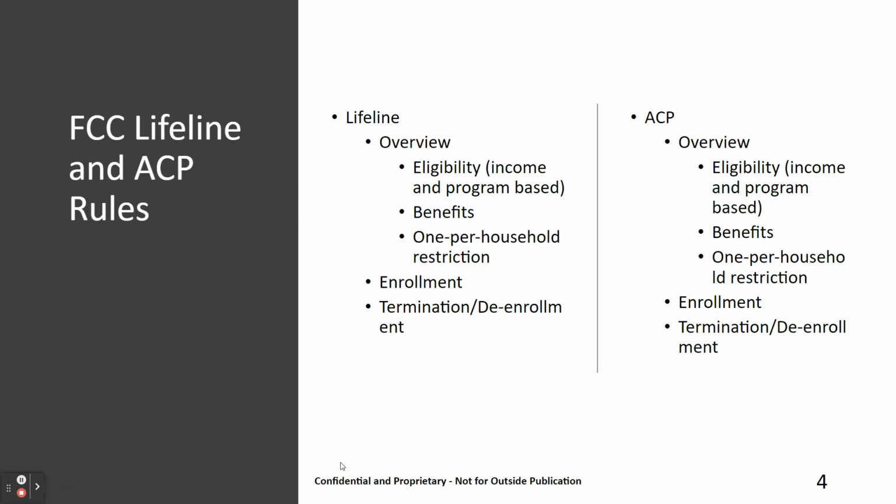But unlike Lifeline, where the applicant's income must be at or below 135% of the federal poverty guidelines, applicants can qualify for ACP if their household income is at or below 200% of the federal poverty guidelines. The applicants can also qualify for ACP if they participate in the same federal programs as Lifeline.